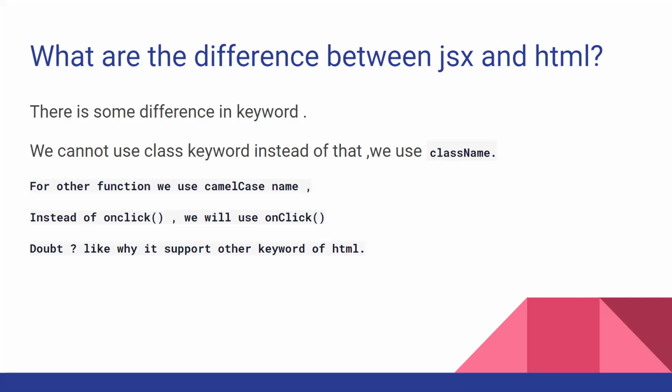There is a difference in syntax. In HTML, if you want to add a CSS class, you can write just class, but if you want to use JSX, you have to write className. Also, the function name should be in camel case, where every word's first letter should be capital.